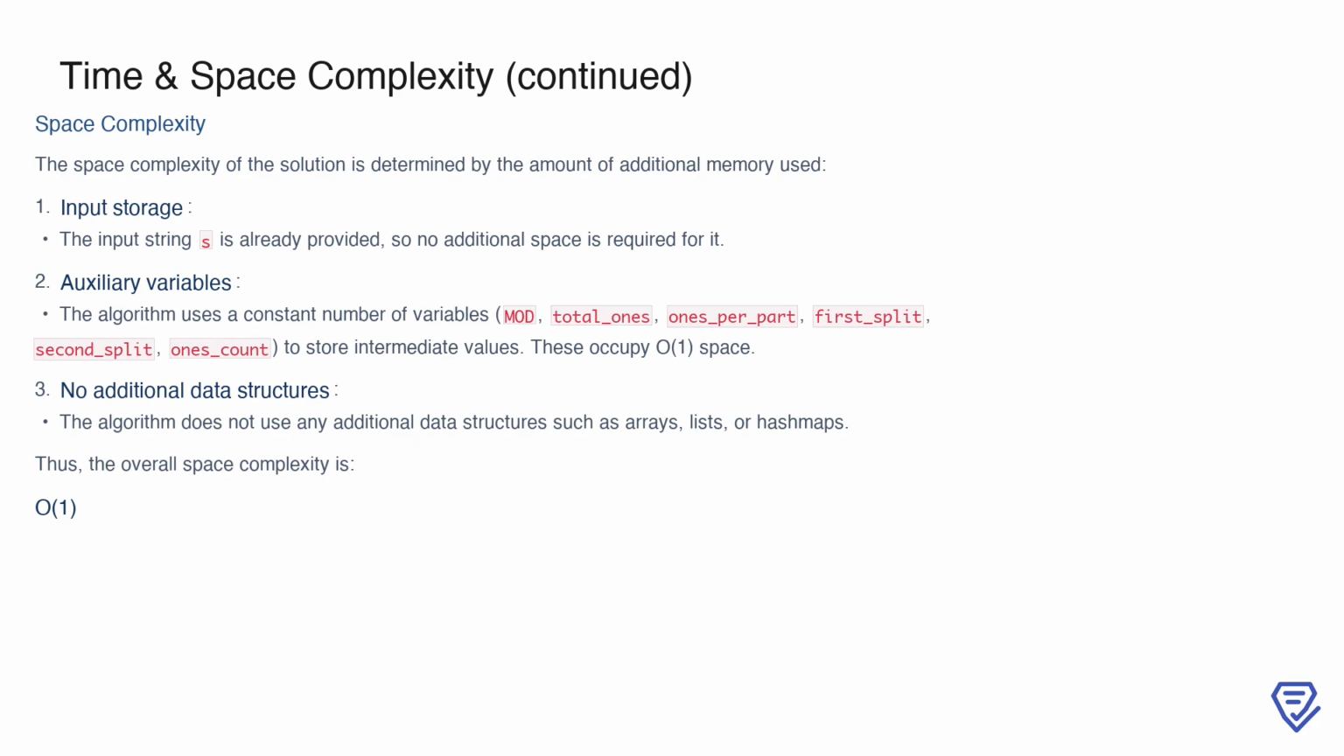Looking at the space complexity, we see that the algorithm is highly efficient in its memory usage. The input string S is already given, so no additional space is required to store it. The solution uses a constant number of auxiliary variables such as mod, total_ones, and ones_count to store intermediate values. Since the number of these variables does not grow with the size of the input, they occupy only O(1) space. Additionally, the algorithm does not rely on any extra data structures like arrays or hash maps. As a result, the overall space complexity is O(1), making this approach not only time efficient but also memory efficient.